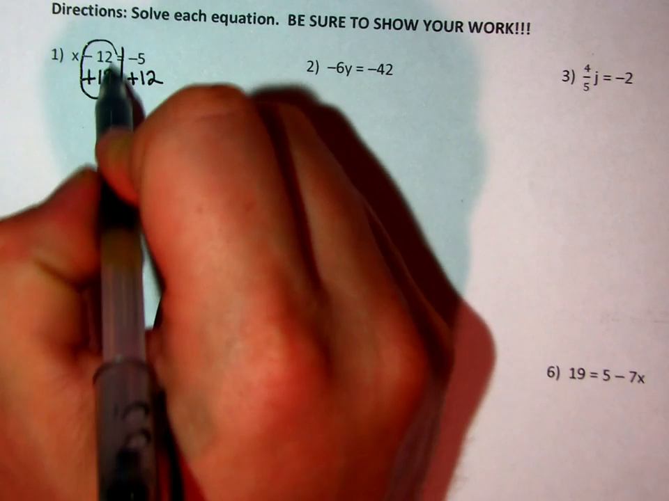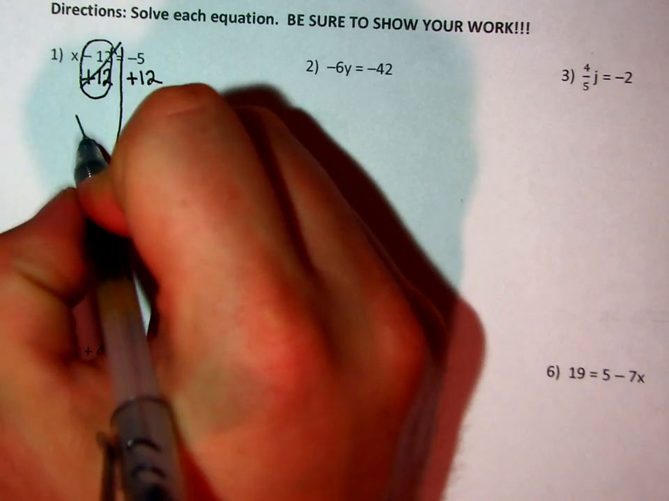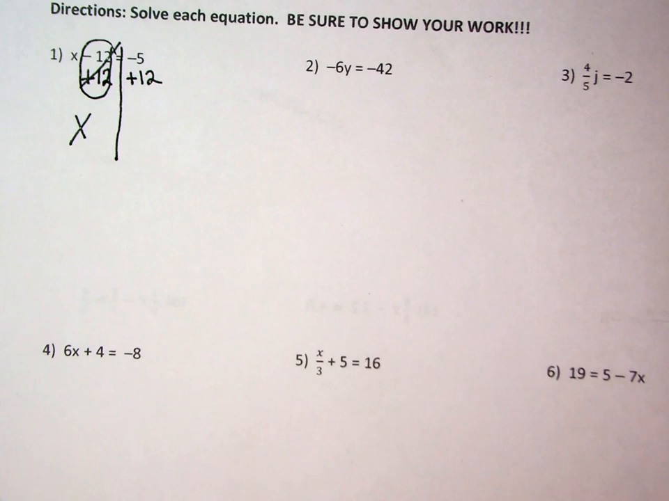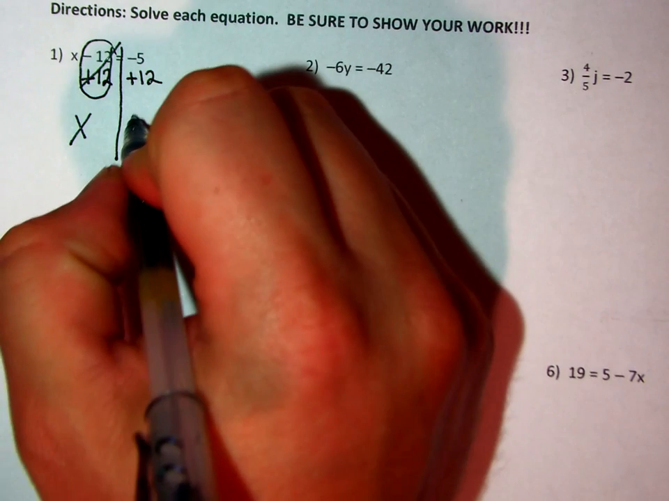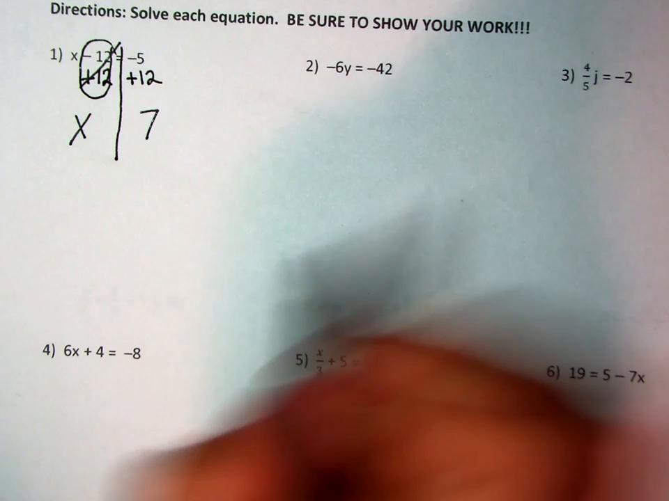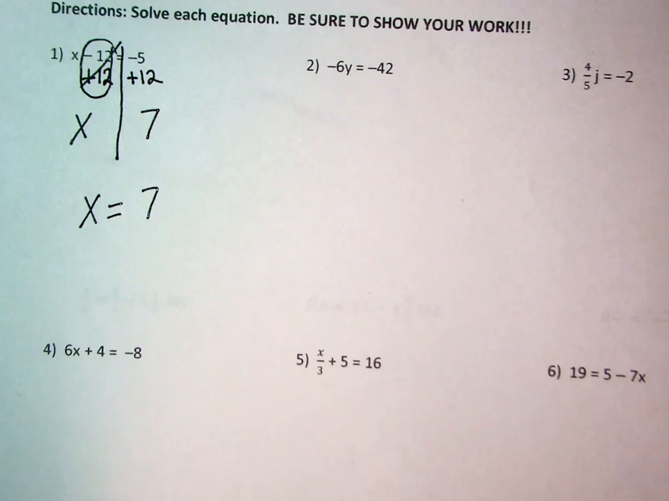So negative 12 plus 12 would give me 0, so that will cancel out and give me x on the left side of my equation. Negative 5 plus 12 is then 7. So my x equals 7.